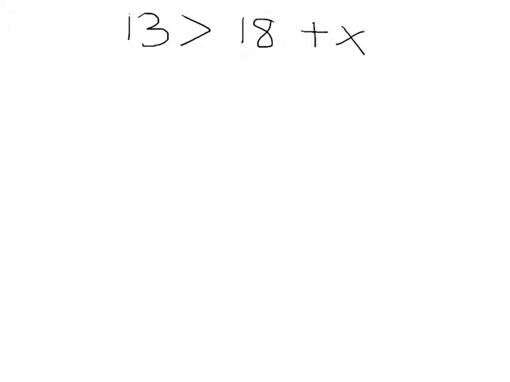So here is our first example. Treat it just like we would solve an equation. I draw my line at my inequality and I want to get the variable by itself. So to get rid of 18, I'm going to subtract 18 on both sides. So I'm left with x on the right, this greater than sign, and then 13 minus 18 is -5.